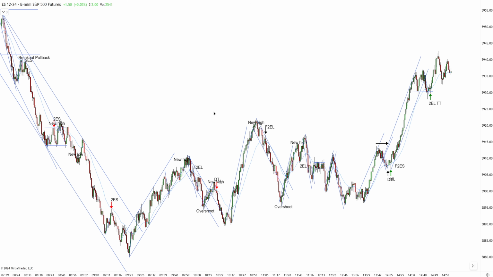This is how we use price action to help us predict where the market is going to go, and where the high probability setups are. So I hope you had a good trading day.